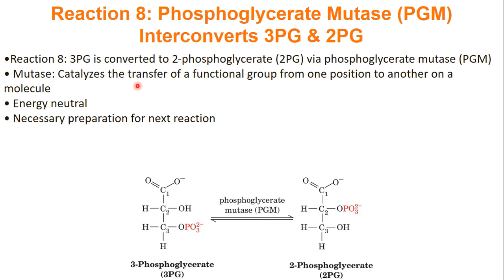Reaction 8 is that we take 3-phosphoglycerate, 3-PG, and simply make it into 2-phosphoglycerate. We're taking this phosphate from the 3 position to the 2 position. And the enzyme that's going to do this for us is phosphoglycerate mutase, PGM. A mutase is simply an enzyme that transfers a functional group from one position of a molecule to another, as we're seeing from the 3 position to the 2 position. And this is energy neutral. Delta G is roughly 0 for this. The reason we do this is just to get it ready for the next reaction.